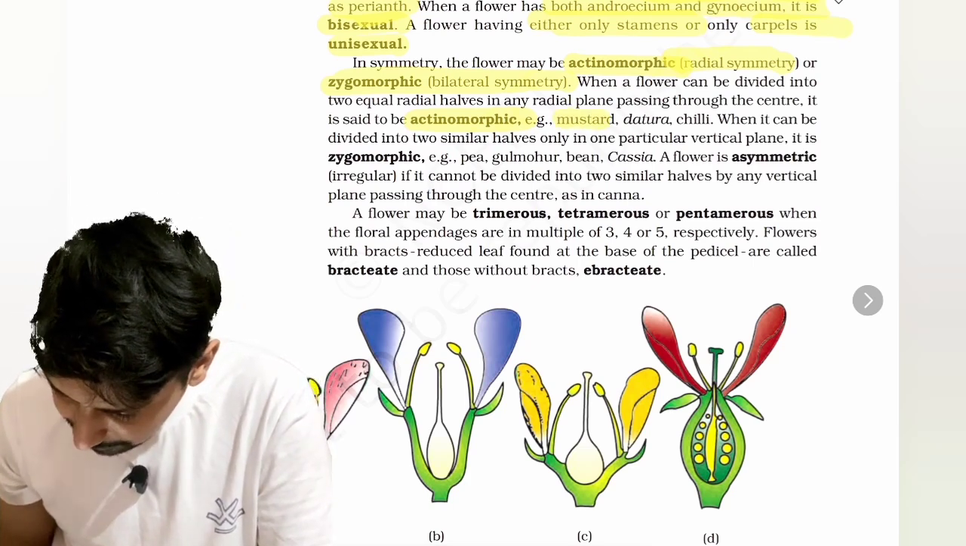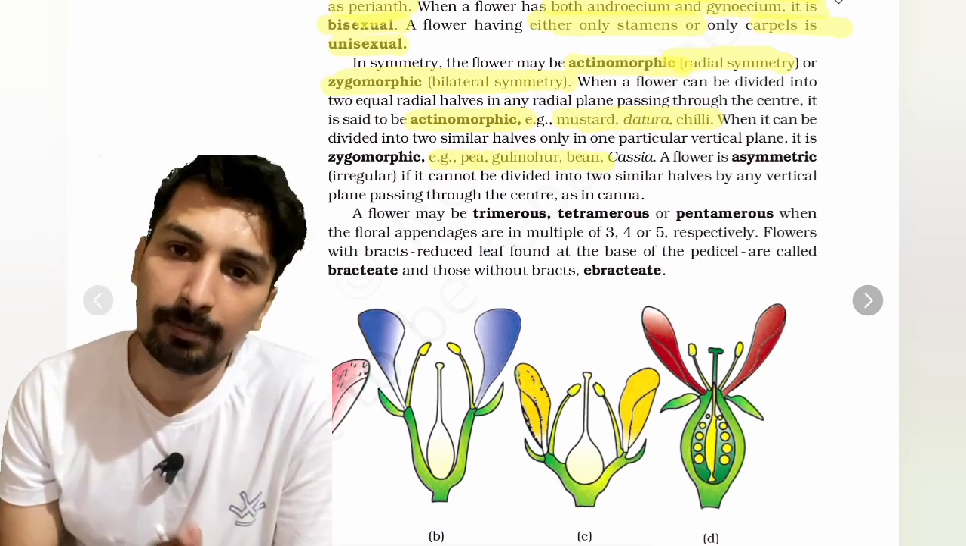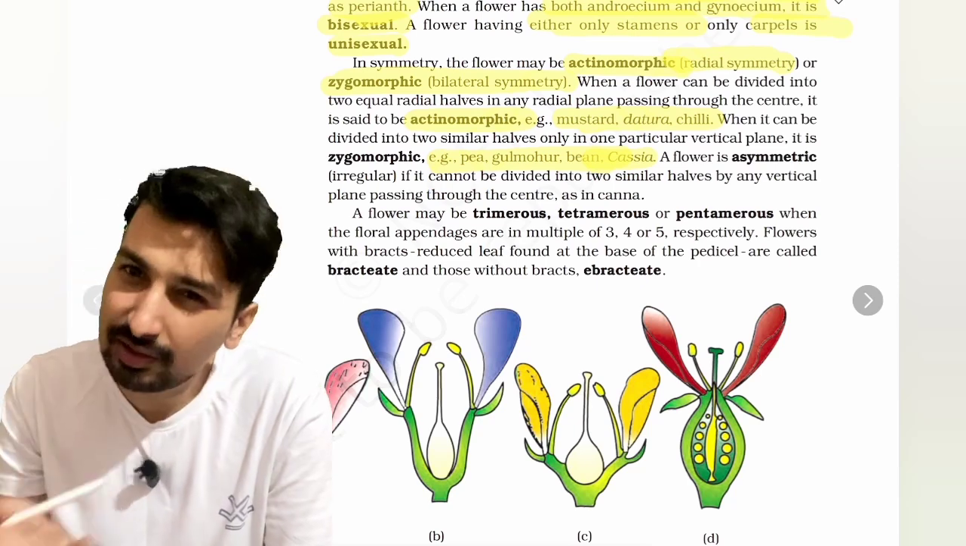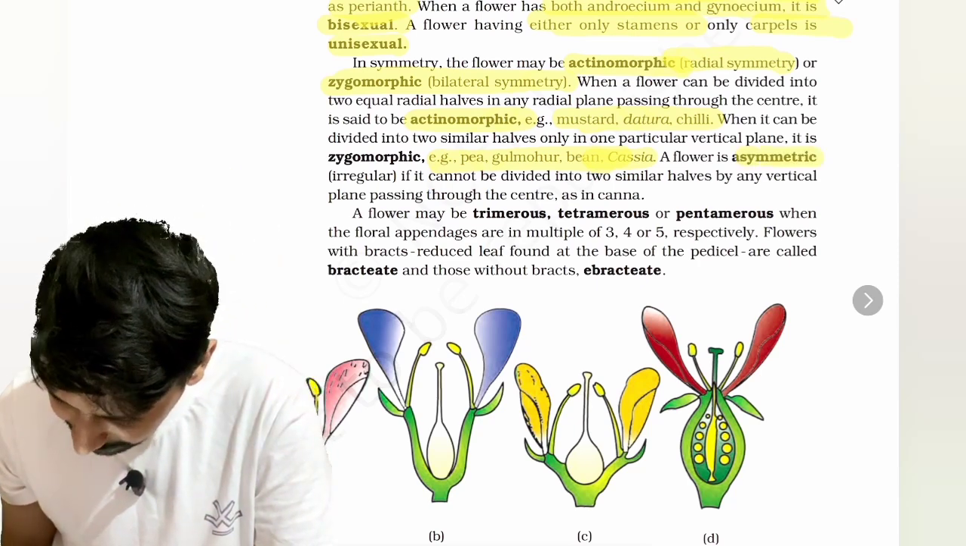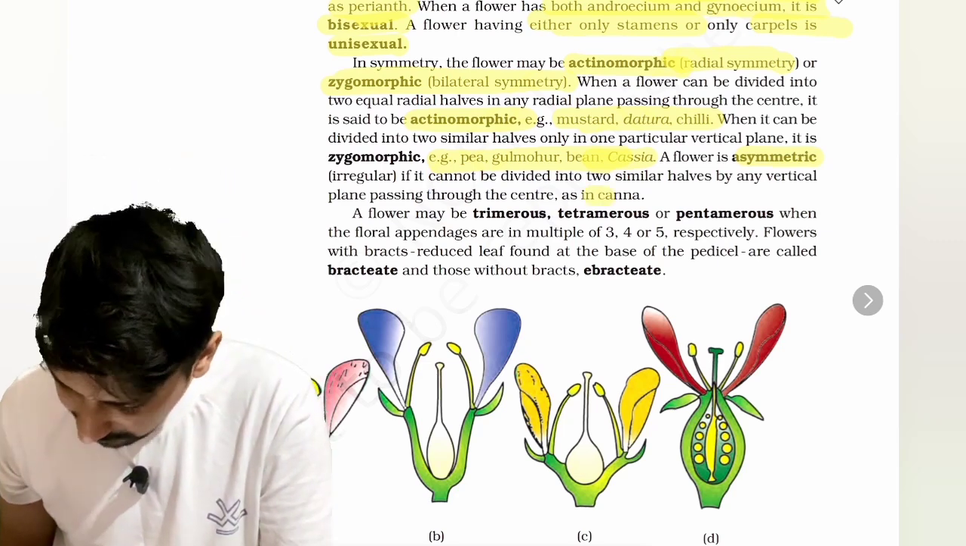And zygomorphic is bilateral symmetry. Examples are pea, gulmohar, bean, cassia. A flower is asymmetrical if it cannot be divided into 2 equal halves from wherever you cut it. Example is canna, C-A-N-N-A, kanna or canna, whatever you call it.